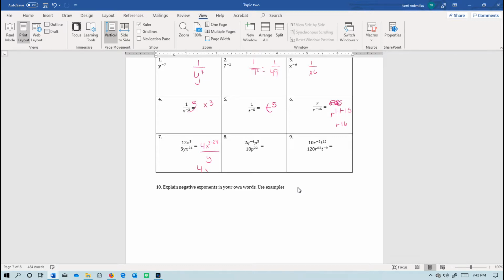So 3 minus 24 is a negative 21. Don't want negative exponents in this one, so all I have to do is draw it to the bottom. And my answer is 4 over x to the 21st y.